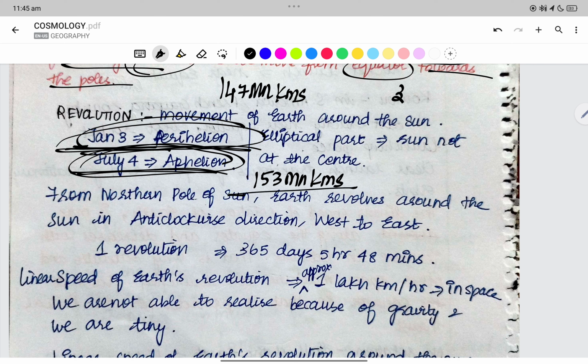So January 3 and July 4 are perihelion and aphelion, right? January 3 is perihelion and July 4 is aphelion, exactly 6 months away, right? First we have the closest one, closeness is what we call perihelion, and then we have the aphelion, right? Now let us see what aphelion and perihelion are, right?